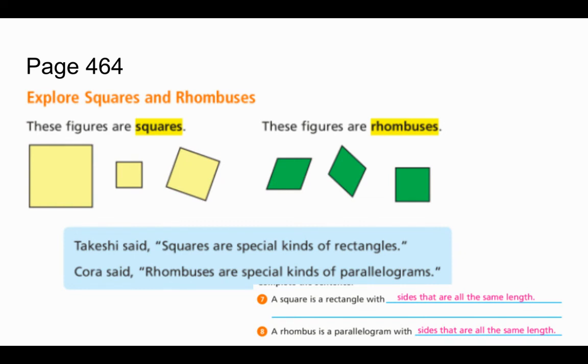Cora says rhombuses are special kinds of parallelograms. Are rhombuses parallelograms? They are. They don't have right angles or square corners, but their sides are all the same length. Okay? Now, can they have right angles? Yes. So is a square a rhombus? Yes. All these defining things for us to do, third graders.